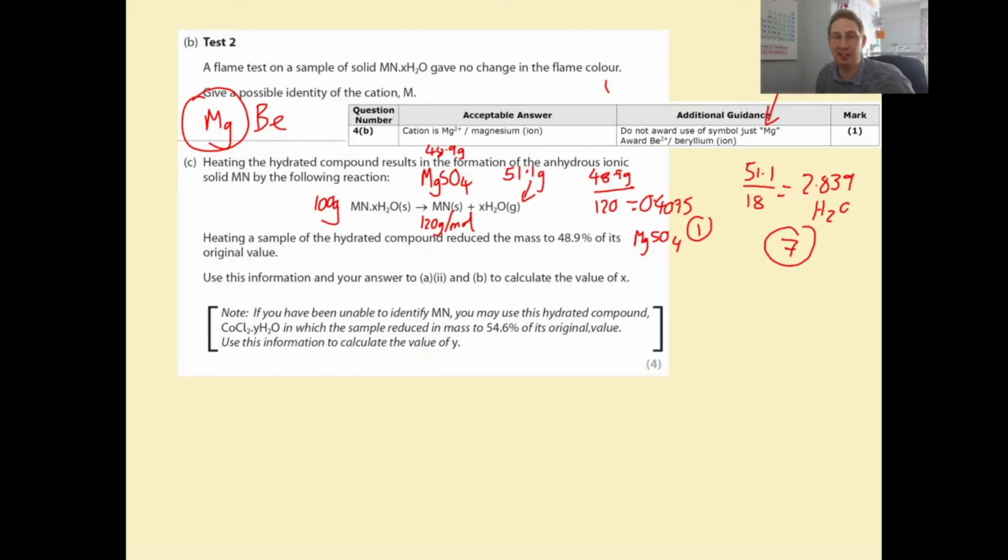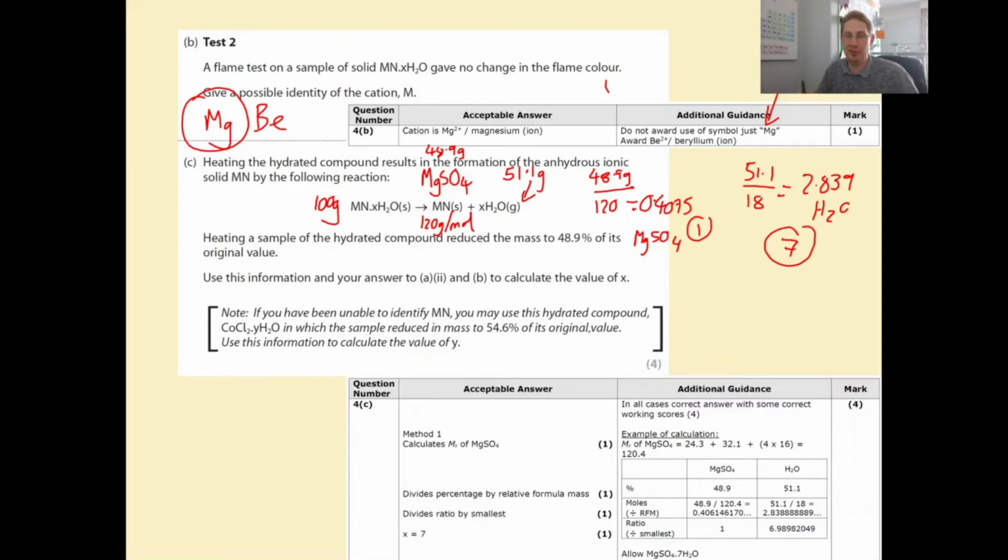Okay, so it was actually, for 4 marks, not too difficult. So you can see here, calculate the relative formula mass of magnesium sulfate for 1 mark, working out the number of moles of each is your 2nd mark, divide by the smallest to get a 1 to 7 ratio. That is the 3rd mark, and the 4th mark is for just saying that x equals 7.